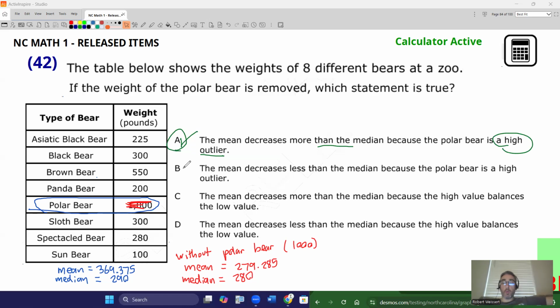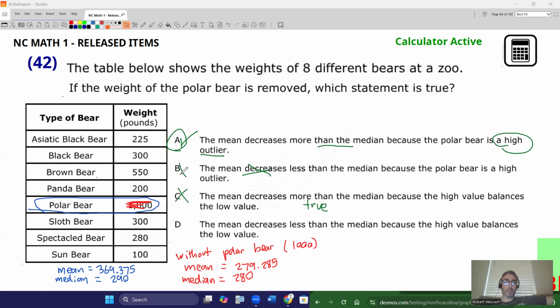Now let's look at the other ones and why they're wrong. Part B, the mean decreases less than the median because the polar bear is a high outlier. Well, we've already established the mean decreases more than the median. C, the mean decreases more than the median because the high value balances the low value. That doesn't make any sense. There's no low value. These are just a bunch of numbers, and the 1000 happens to be an outlier.